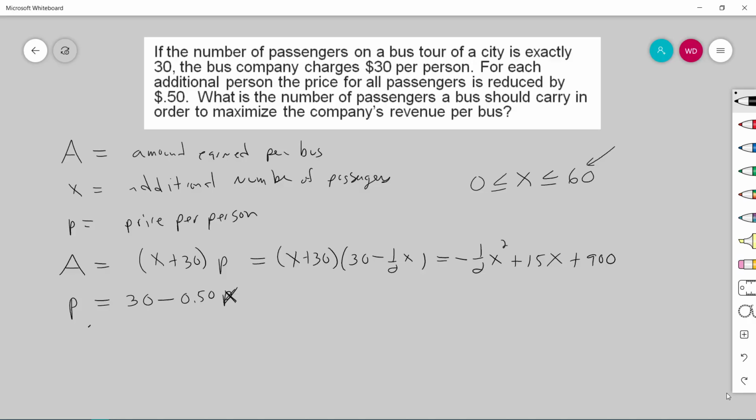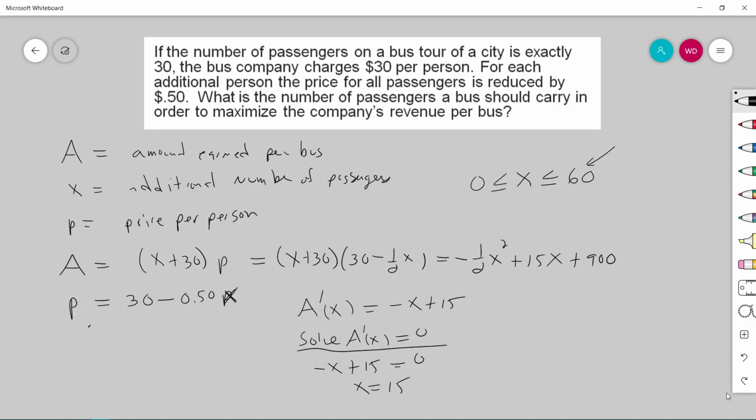So let's see. Now that I have the function to be optimized and the domain, I'll just use some calculus. So let's go ahead and find the derivative. Your derivative would then be negative X plus 15. I'll then solve that the derivative is 0 for X. So negative X plus 15 equals 0, so X would then be 15.